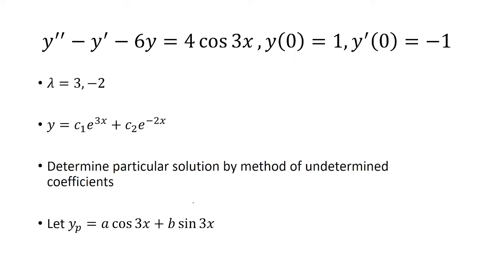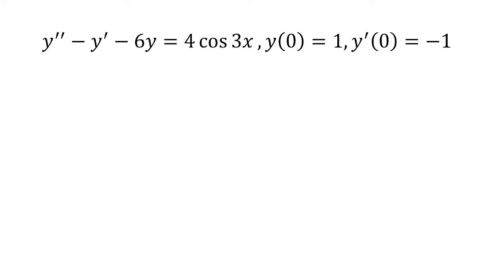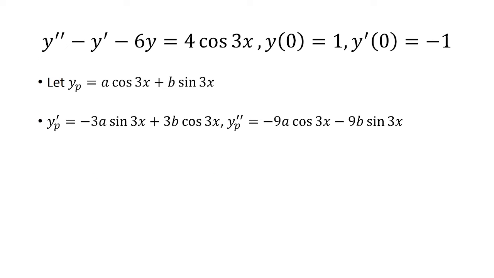So we have to let y_p equal a times cosine 3x plus b times sine 3x, because in our original differential equation it's equal to 4 times cosine 3x. So you need to have both cosine and sine. Our goal is to solve for a and b. In order to do that, we have to first take the first derivative and second derivative and plug it back into the original differential equation.